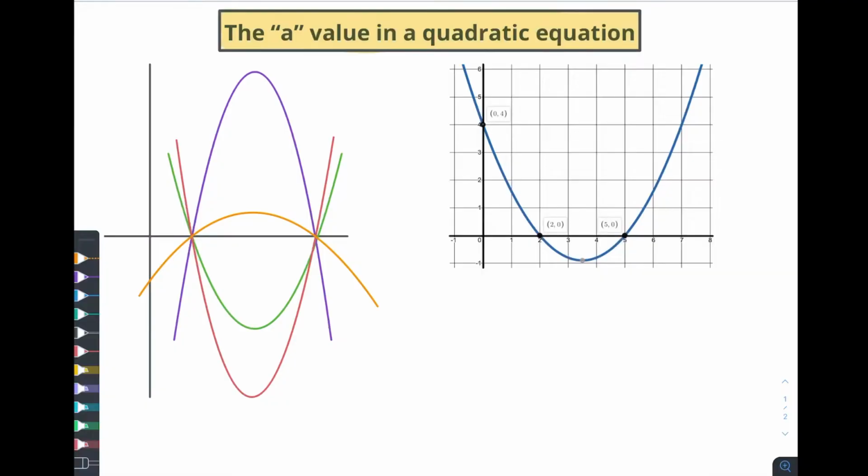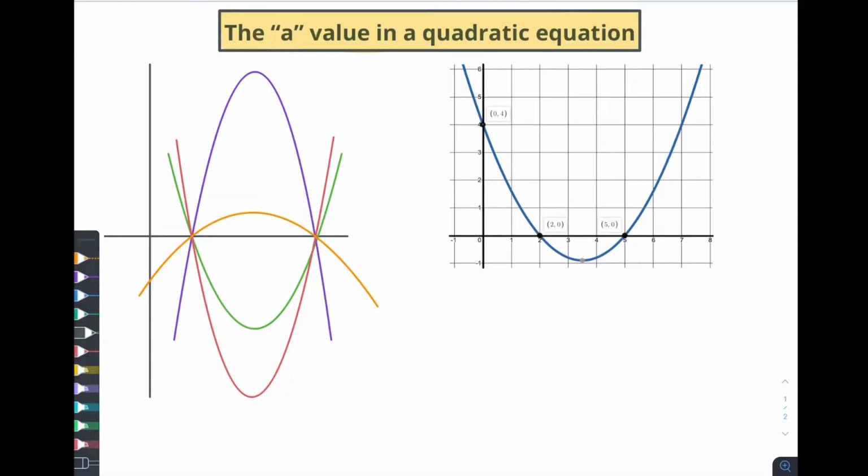Let's get to it. First thing I want to do is bring your attention over here. We have a whole mess of different quadratics that are all going through the same x-intercepts. We've got this purple one, the orange one, the green one, the red one. Even if we looked over here, they might all have the same exact x-intercepts. But clearly they're not all the same quadratic. What differentiates these is this thing called the A value.